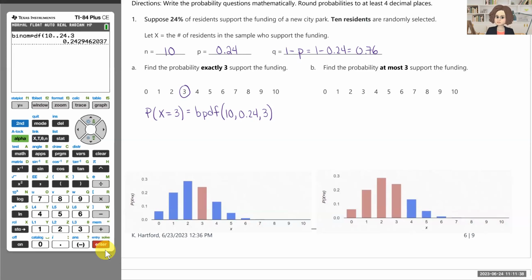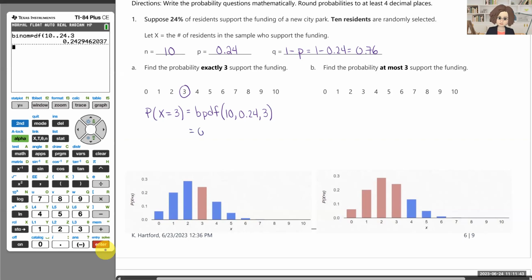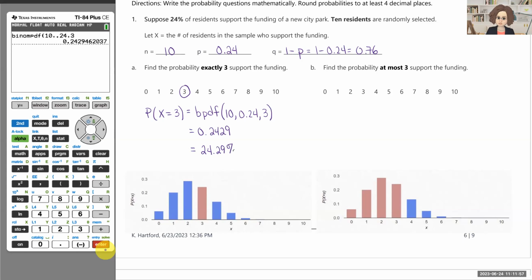And at the top, I said round to at least 4 places. We'll just do 4 decimal places. So that's going to be 0.2429. And I just feel like writing it as a percent as well, so I can speak it. There's a 24.29% chance that 3 out of 10 people will say that they support the funding. So whether it's decimal or percent, that represents the area of that single bar.